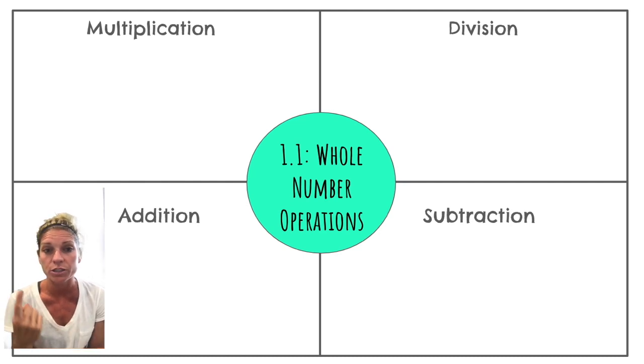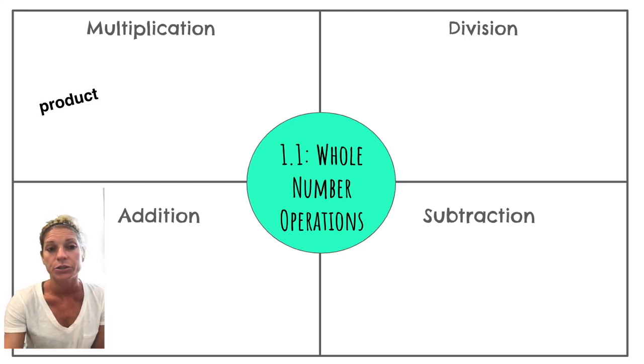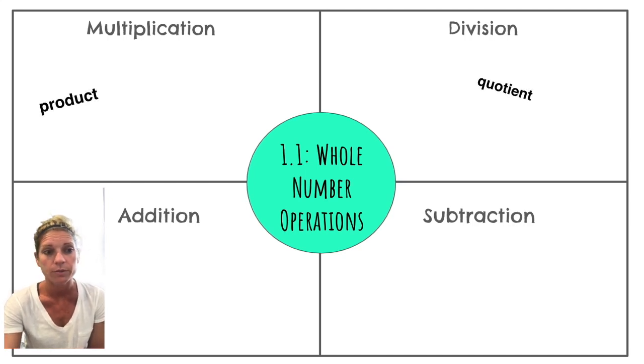So one of the things that we're looking at in expressions is we have essentially 4 different operations: multiplication, division, addition, subtraction. Now, the answer to each one of those types of problems has a specific name. For multiplication, we know it is the product. The answer to a division problem is the quotient. The answer to an addition problem is the sum. And the answer to a subtraction problem we know as the difference.